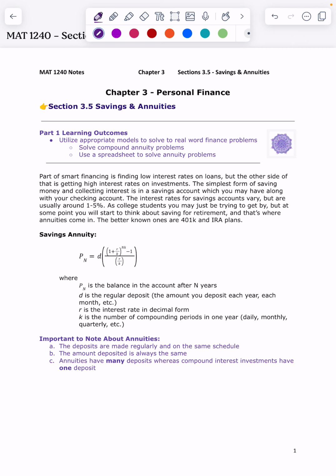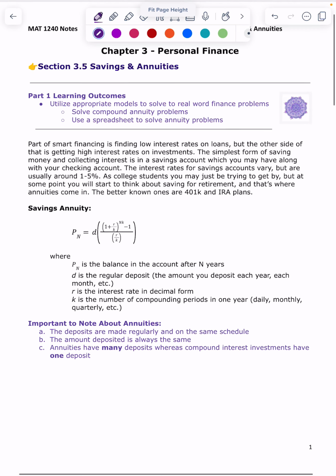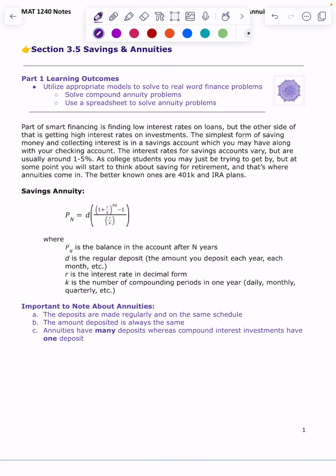As college students, you may just be trying to get by, but at some point you'll start thinking about saving for retirement, and that's where annuities come from. The better known ones are 401k and IRA plans, which you might have heard of. So the first thing we're going to talk about is a savings annuity. This is what you use when you have a savings goal and you're putting regular deposits of equal amount.